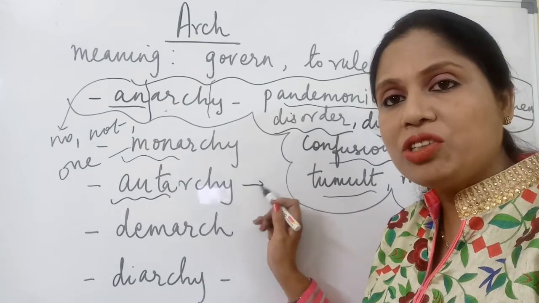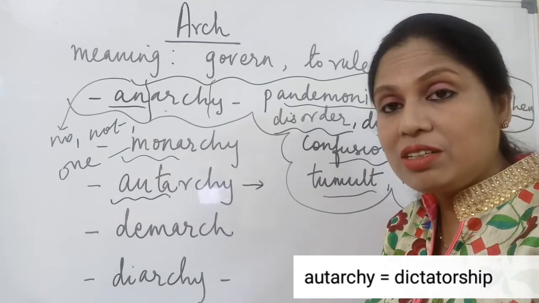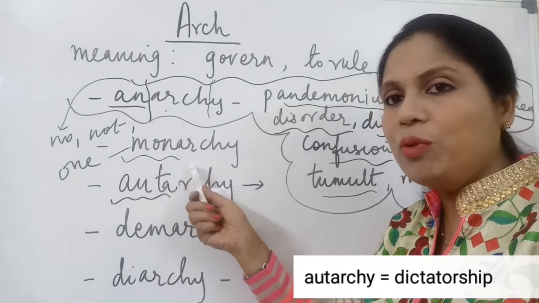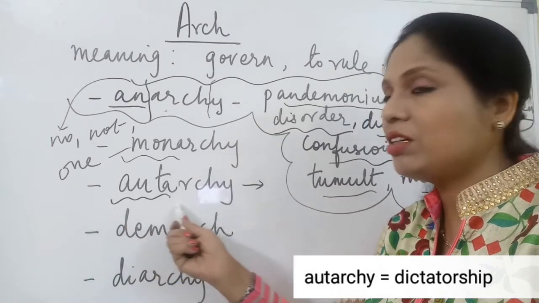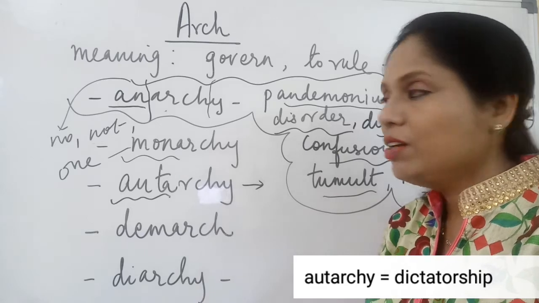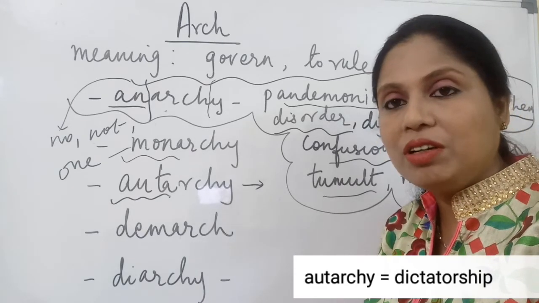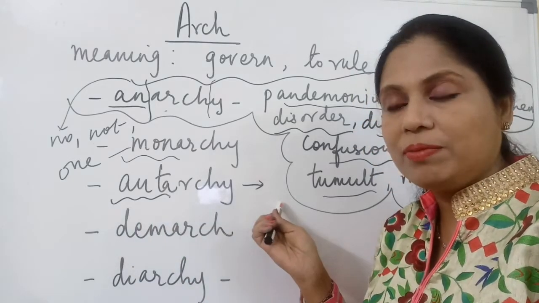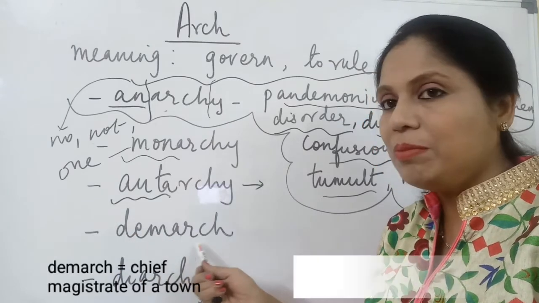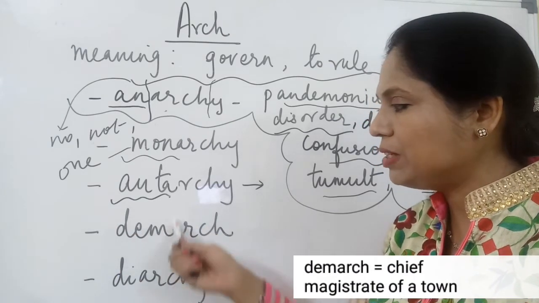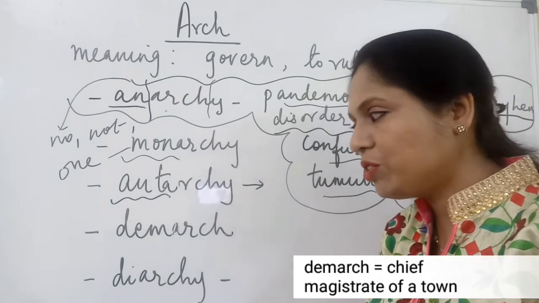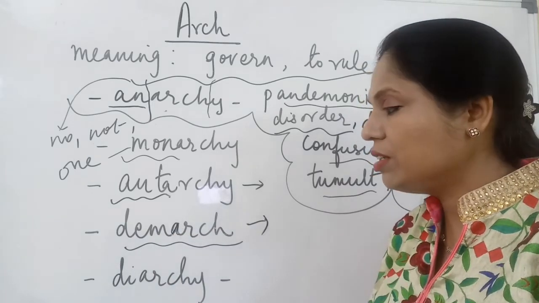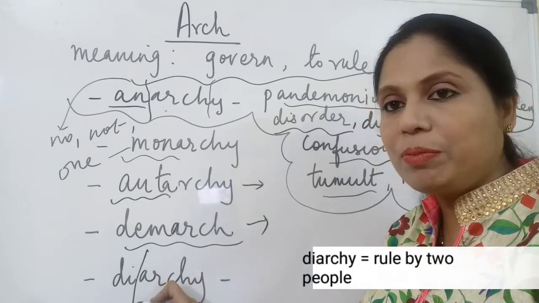Autarchy is the absolute rule of a person or dictatorship. There is a slight difference between monarchy and dictatorship. A monarch may be a benevolent one, but an autarch may not be one. So an absolute governing body which acts like a dictator is autarchy. The next one is demarch. Dem means people. So a magistrate who is appointed by people, who has the power to rule over them, is a demarch.